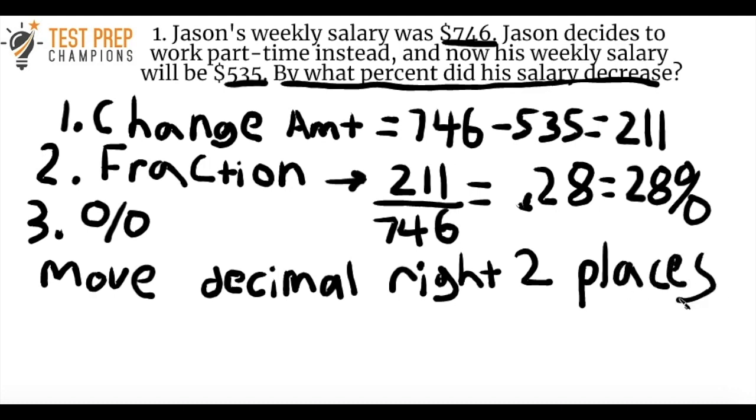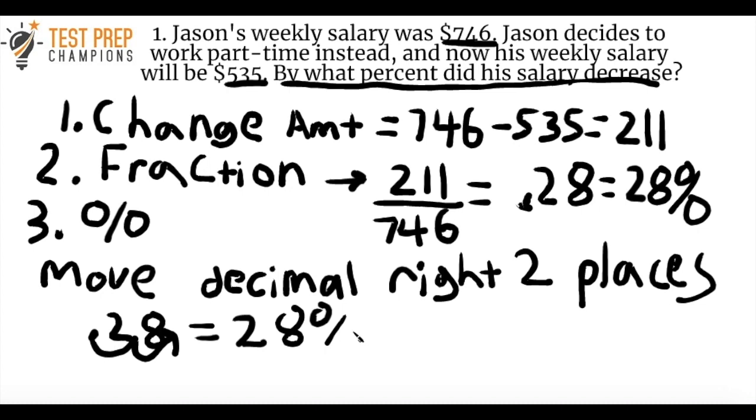So we have this 0.28 here. We want to move the decimal 2 places and then turn it into the percent. So we go 1, we go 2, so this is where our percent sign is going to go. So 0.28 is equal to 28%.